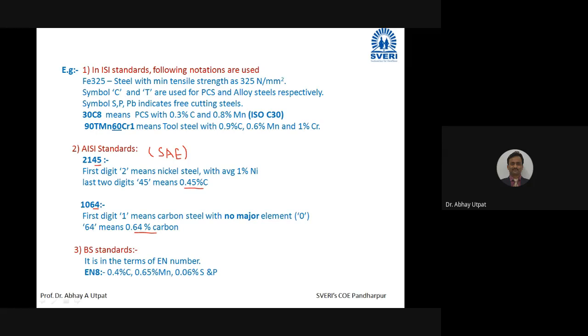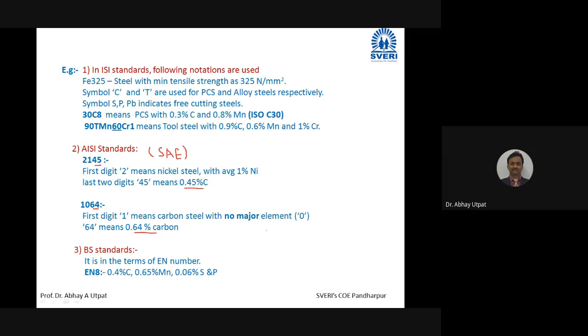Now take the second example, 1 0. The first digit means plain carbon steel, meaning alloying elements are negligible. That's why the second digit is 0. No major element except carbon. 0 does not mean 0%, so don't be under the impression that carbon is 0%. Are you getting it? The first digit means it is carbon steel, but there is no major alloying element as such. That's why 0 is used. So simply it is plain carbon steel with 0.64% carbon.